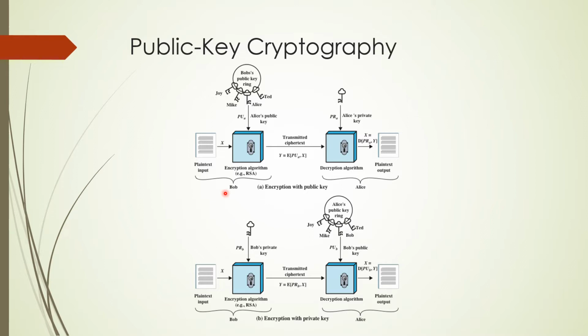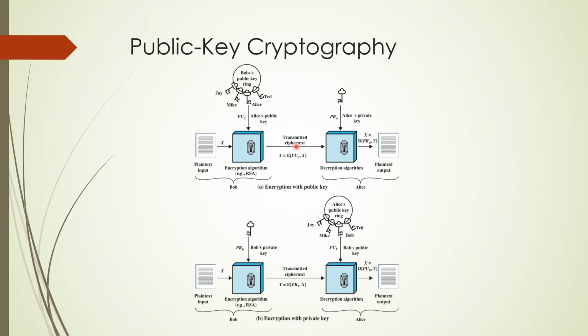Let's first see an example of confidentiality. Imagine Bob wants to send a message to Alice, and Bob wants to send the message in the form of a ciphertext so that no one in the middle of the way can eavesdrop on the message or sniff the message and find out what Bob is going to tell Alice.